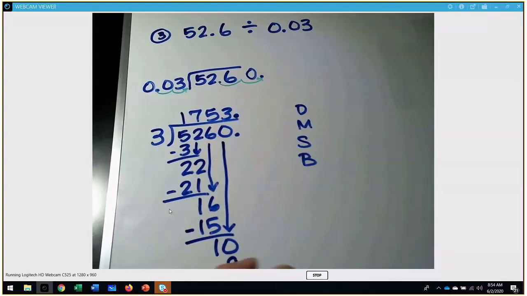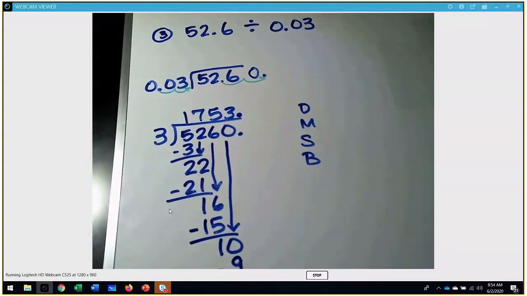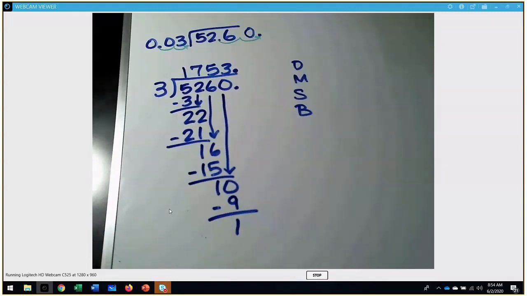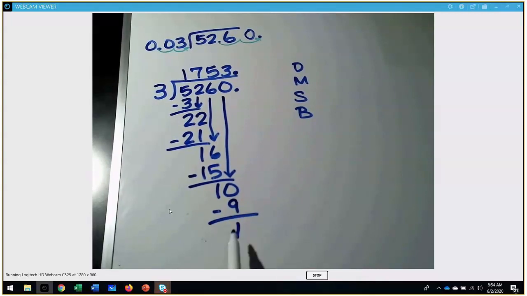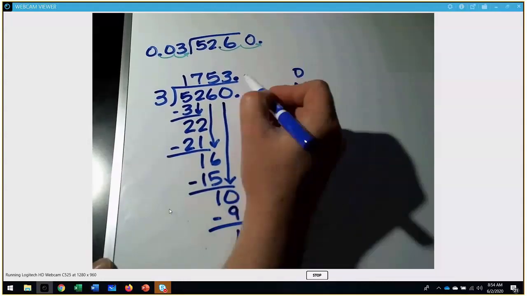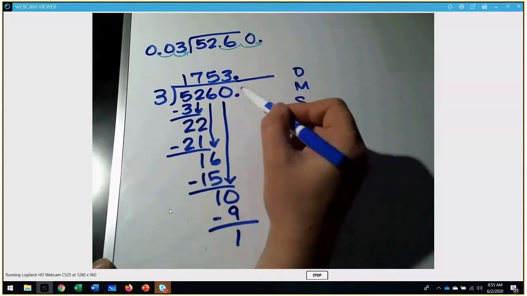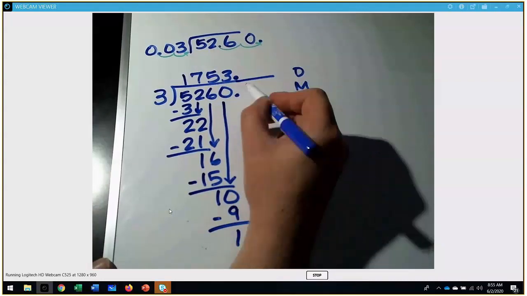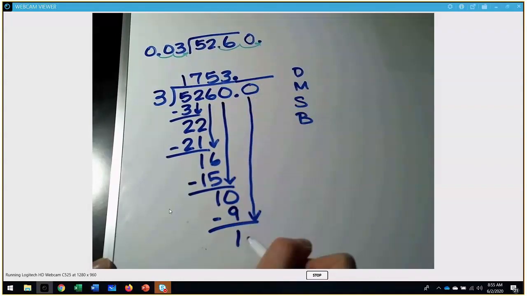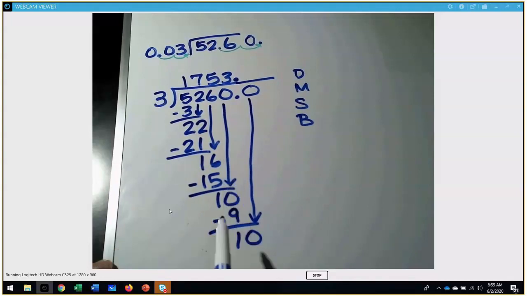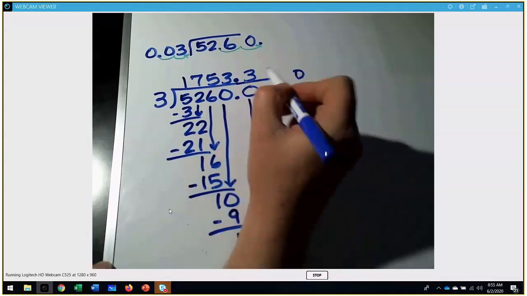Subtract. And it looks like I'm going to have to add some zeros here. Since I did not get a 0 remainder right here, I have to continue this process to see what's going to happen now. So I'm going to extend this out. And remember, you can add zeros as much as you want after your decimal. And I'm going to try to continue my process. So again, 3 goes into 10 3 times, which is 9.